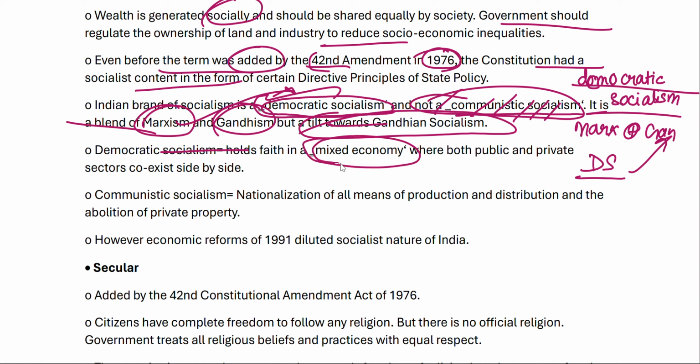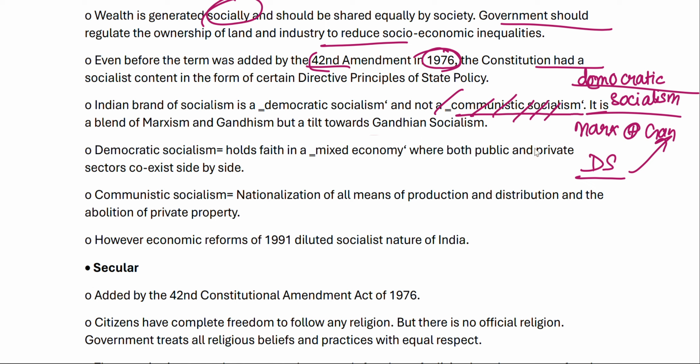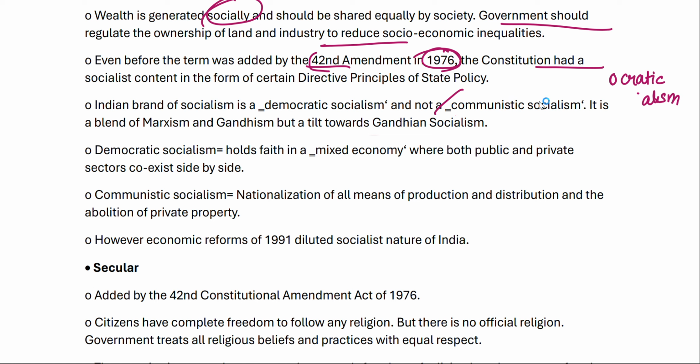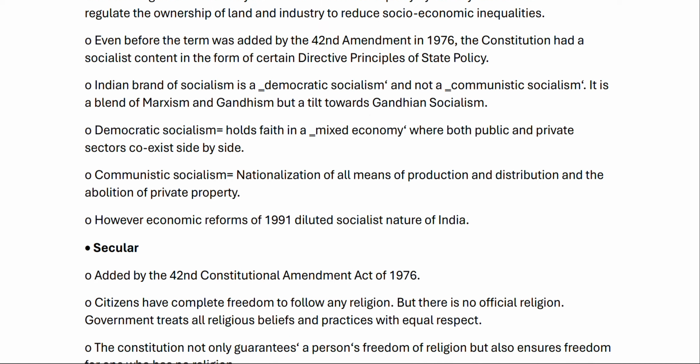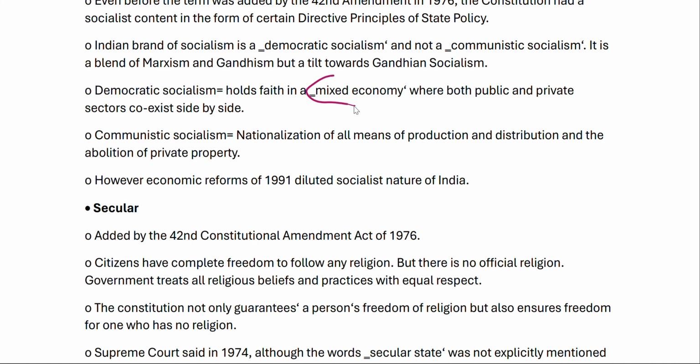Democratic socialism has faith in the mixed economy, where both the public and private sectors coexist side by side. So we have faith in the mixed economy. This is what we call democratic socialism, where both the private and the public sectors coexist.